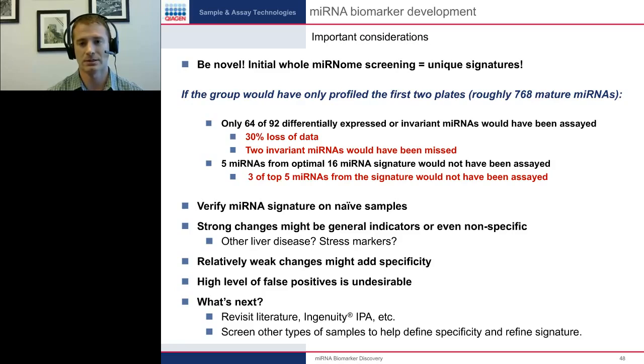And with that, you want to determine the function of your microRNA. You can revisit literature, Ingenuity IPA from QIAGEN, etc., and potentially screen other types of samples to help define specificity as well as refine your signature.